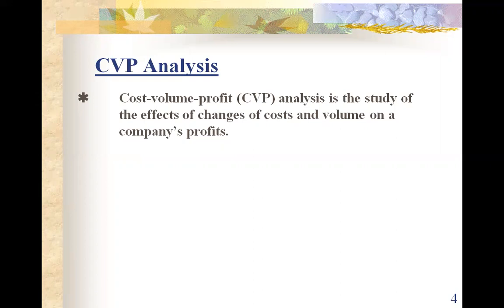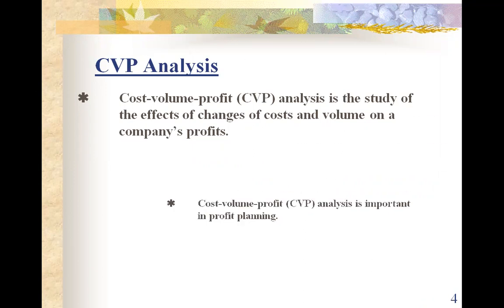For example, from this chapter, from the CVP analysis, we'll set a target profit, and based on that target profit, we will know what our pricing will be and what units we should sell to gain this target profit.